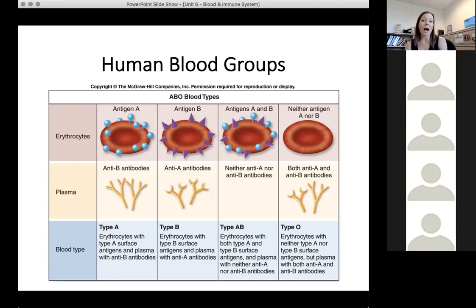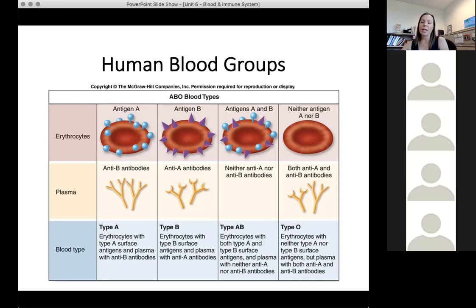However, you will have the opposite antibody. So for example, if you're blood type A, which means that you have the A antigen on your red blood cells, it means that you for sure wouldn't have the anti-A antibody in your blood, because that would attack. They don't go together. But you will have the anti-B antibody in your blood. Okay.